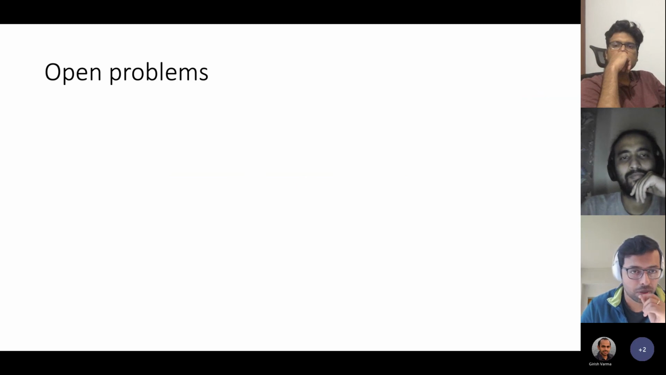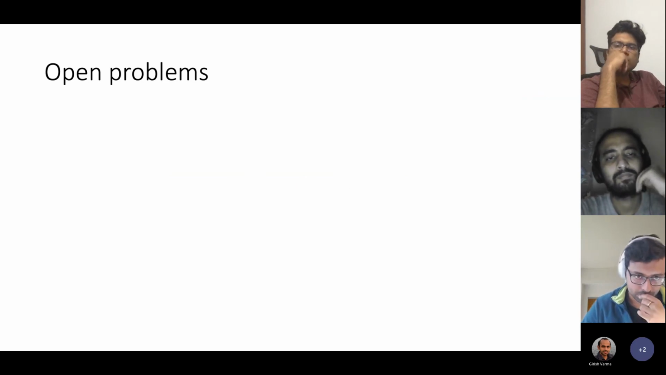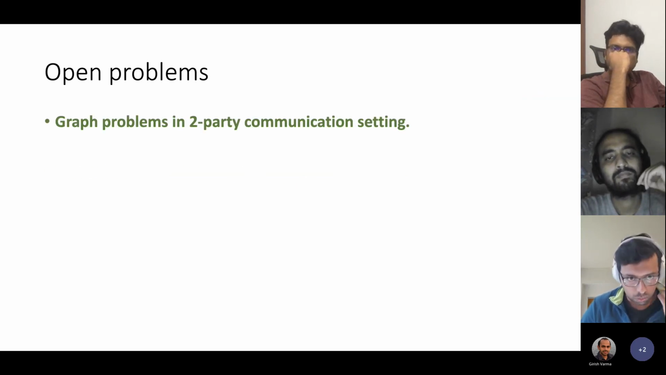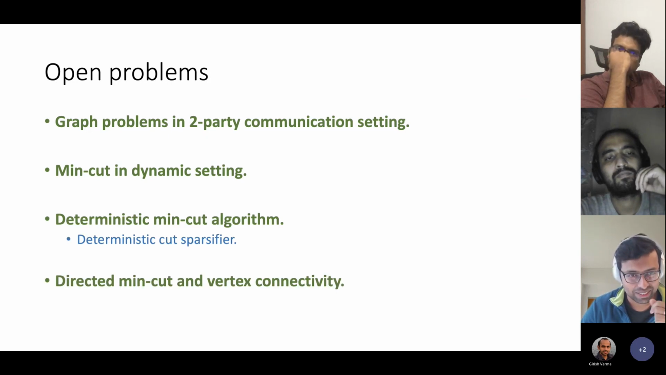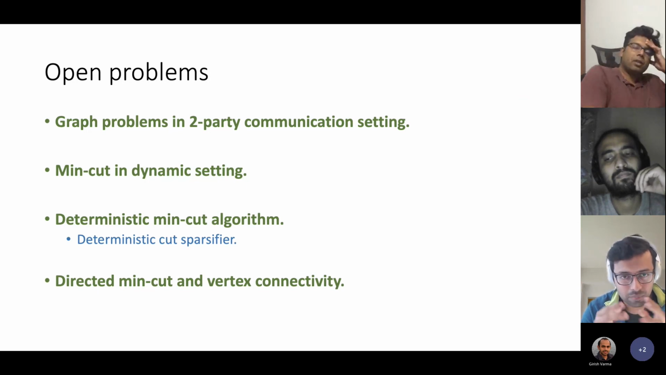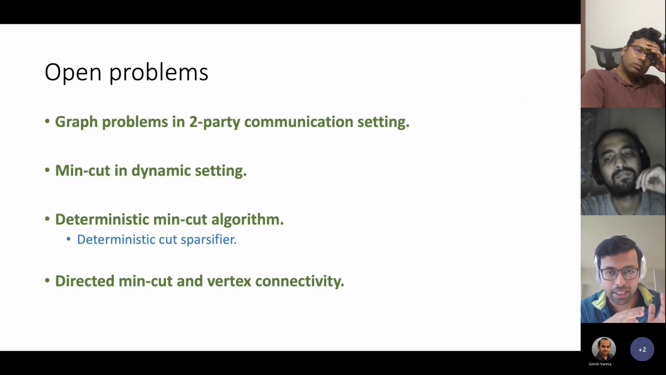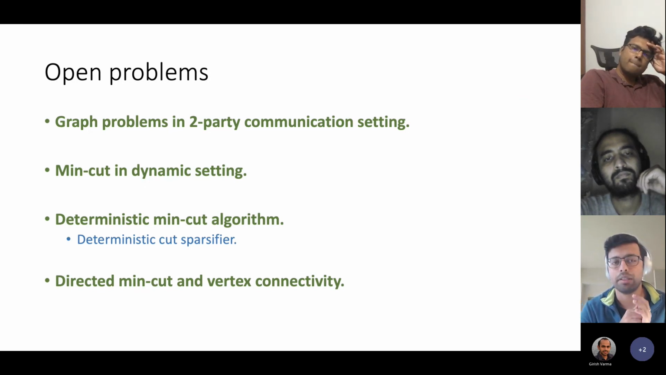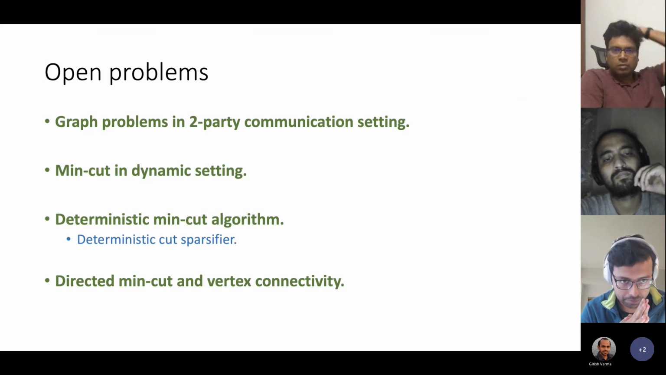I will just mention a few open problems, and then I will close. One question that is very close to my heart is the graph problems in the two-party communication setting. I haven't defined this setting, but it's not very hard to find a definition in any standard textbook or even in Wikipedia. It's a very interesting and powerful setting in which we do not know much about the efficiency of graph problems. This is something that I think is very important to study.